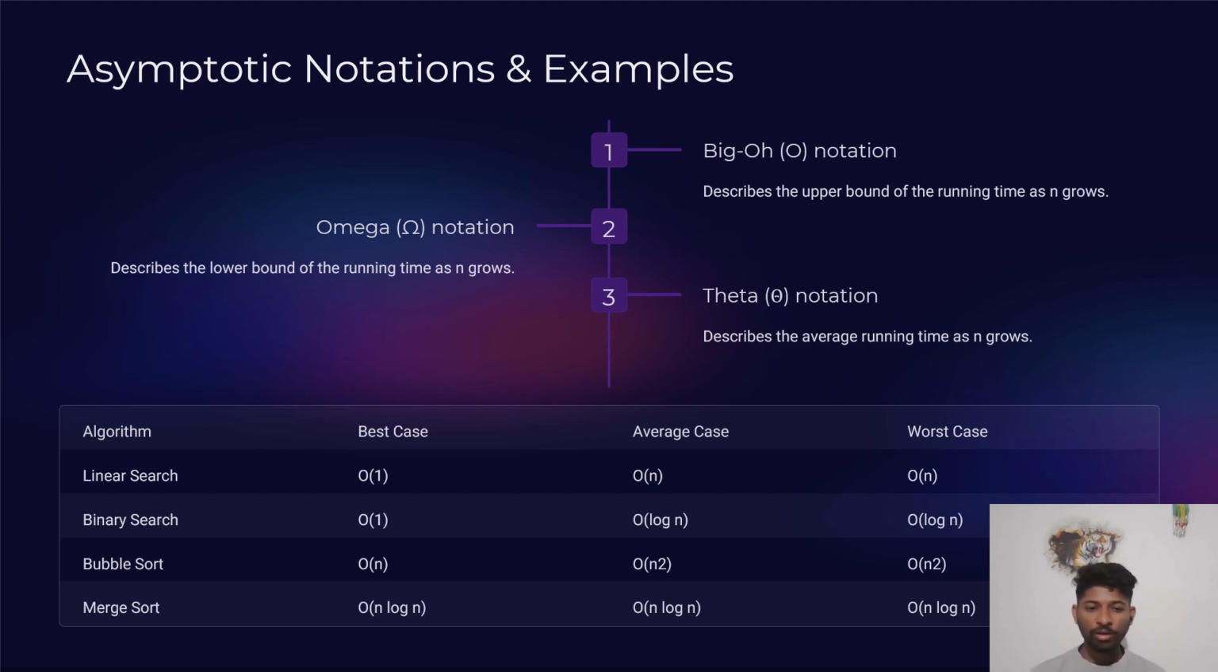So in merge sort, all the cases are the same for the best, average, and worst case. In bubble sort, the average case and the worst case are the same, while the best case is different. In binary search, the best case is different, while the average and the worst case are the same. In linear search, it's also the same. The best case is different, and the average case and the worst case are the same.